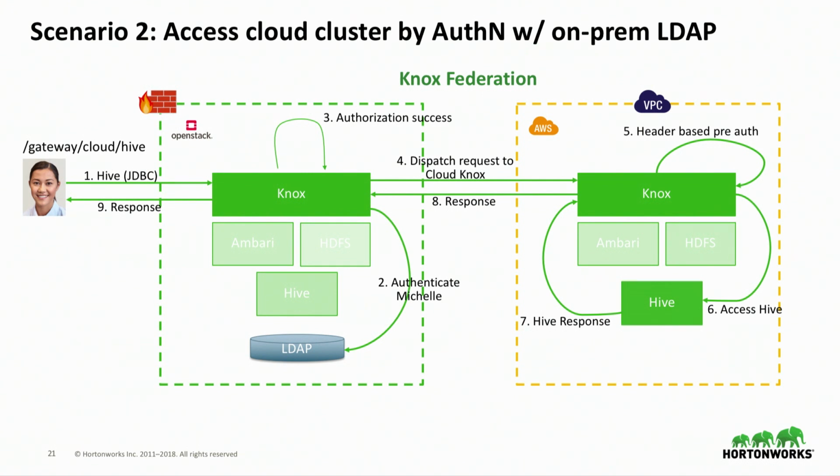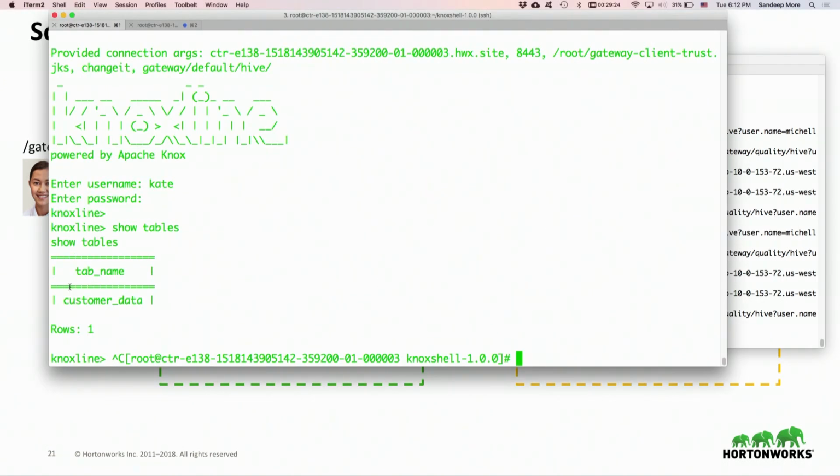where the header-based pre-auth will kick in, and then the request will be dispatched to the cloud Hive process, and then the response will be sent back to the on-prem Knox, back to Michelle. Now notice that the path that Michelle is using has cloud in the path. That tells Knox to dispatch the request to the cloud AWS cluster. Let's go to the command line and see this.